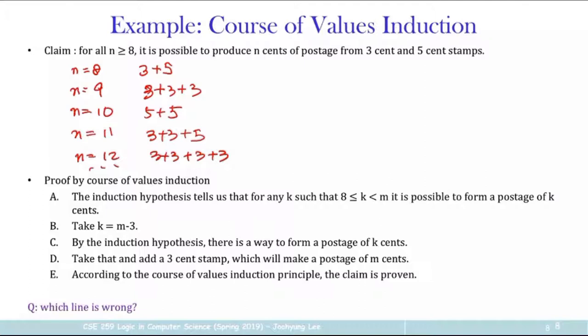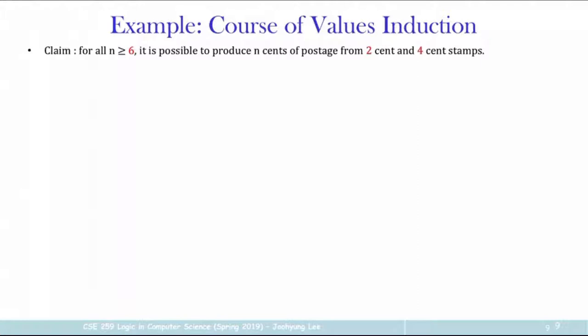So this is the same problem as the previous one. The change here is that instead of 8, I cut this to 6. So 6 cents or more postage can be created by using 2 cent and 4 cent stamps. Okay? So let's see how the proof goes. Proof by strong induction.